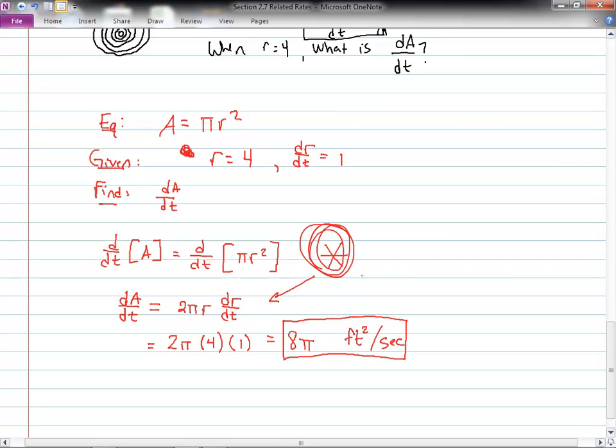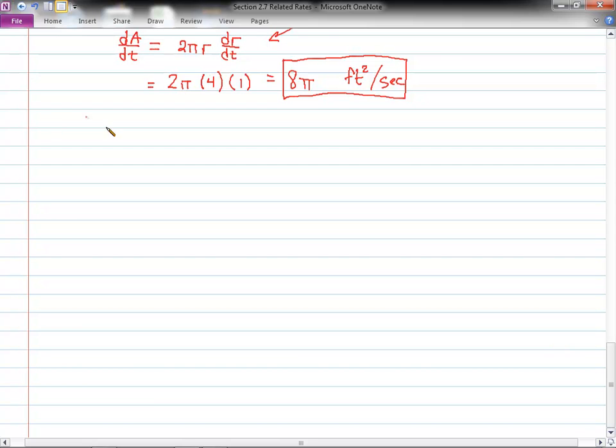Now, sometimes they may give you only part of that information, and you have to go back and use either this equation or other information in the problem to figure out the rest of the variables that you need to plug in. We'll see that in an example coming up. Any questions about that? Equation, you find what you're given, and then you calculate the thing you're looking for, the dA/dt in this case, by using implicit differentiation. Okay. Let's do another one.